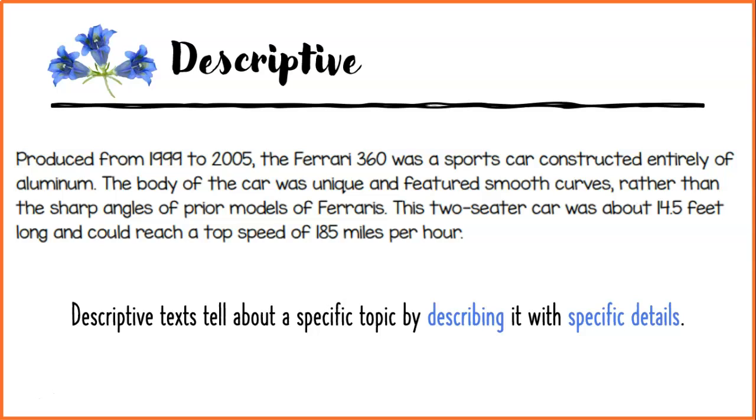The two-seater car was about 14.5 feet long and could reach a top speed of 185 miles per hour. It's a two-seater. That's how long it is. Top speed is 185 miles an hour. The entire thing is just adding specific details that describe what this car was like.